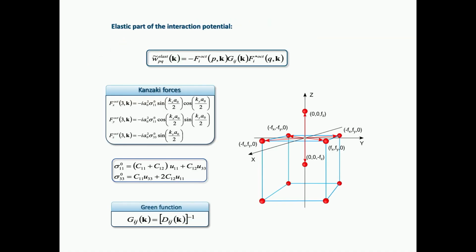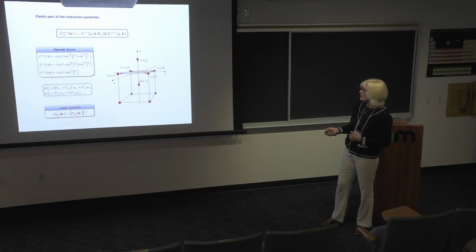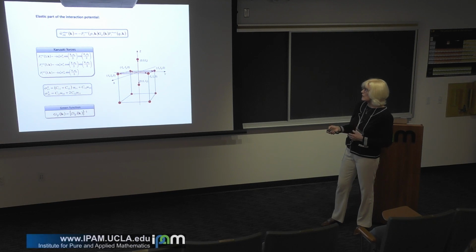For the elastic part, the Eshelby free energy can be written using the Kanzaki forces. So the elastic energy will be the product of the Kanzaki forces multiplied by the Green function, which is the inverse of the dynamic matrix. And the physical meaning of these Kanzaki forces is the force with which the carbon atom pushes the surrounding iron atoms. We can write this for the given symmetry, and in our case, for the BCC case, it will have this kind of expression.